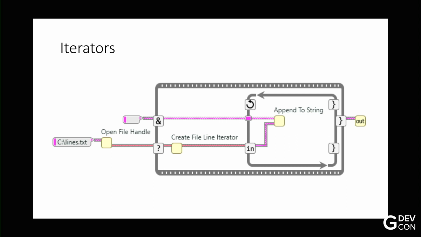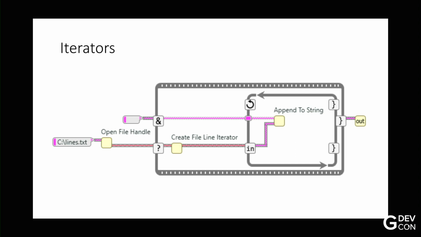Here, what we can do is say, take the file handle and put it into a file line iterator. And the purpose of the iterator is every time we ask for the next value, it's going to read a new line from the file. So within the loop, we can just focus on whatever it is we wanted to do with the line.